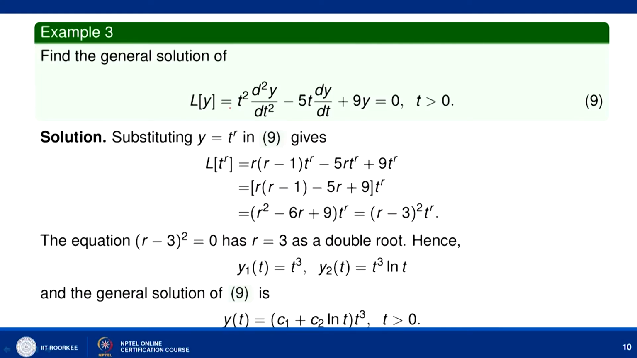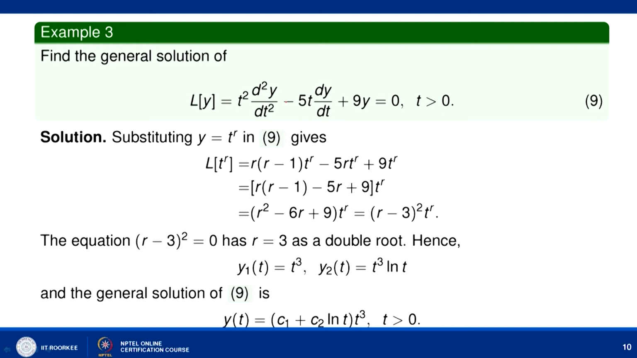Now let us take one example based on this. Here we consider the linear second order ordinary differential equation Ly equal to t square d2y by dt square minus 5t dy by dt plus 9y equal to 0. This is a Cauchy Euler equation. So, we apply y equal to t to the power r and try to find the values of r for which it has a solution of the form t to the power r.